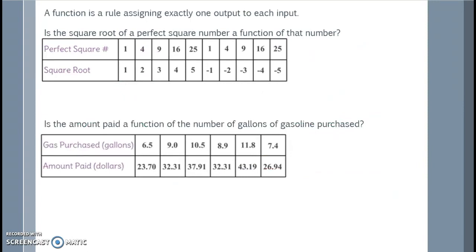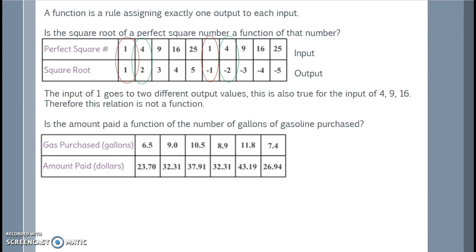Is the square root of a perfect square number a function of that number? So let's say that the input is the perfect square number, therefore our output would be the square root of the number. I see that 1 is assigned to 1, and 1 is also assigned to -1. Further, I see that 4 is assigned to 2, as well as -2. The input of 1 goes to two different output values. This is also true for the inputs of 4, 9, 16, and so forth. Therefore, this relation is not a function.